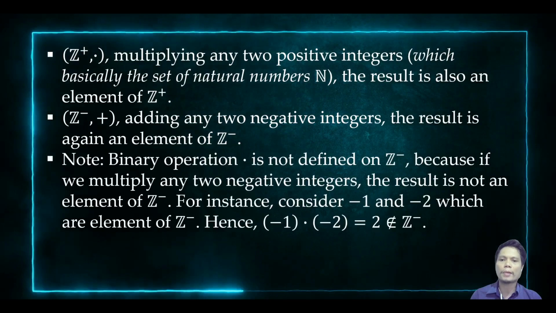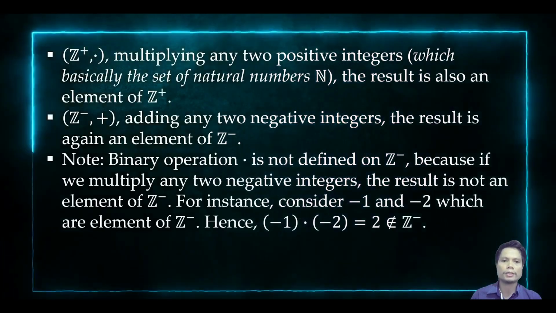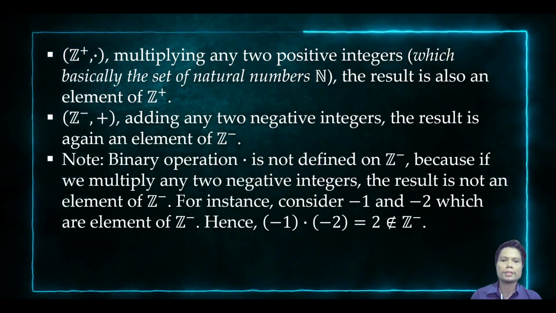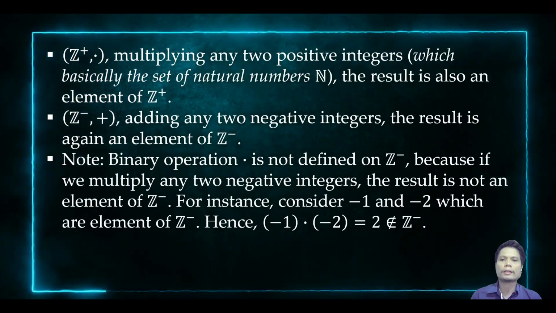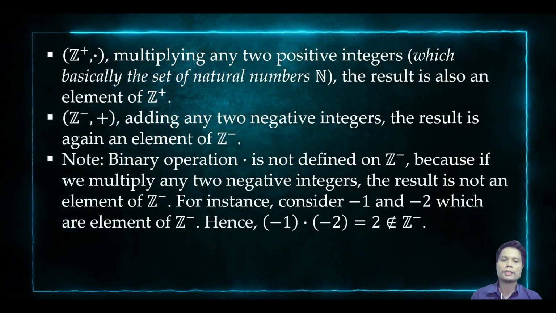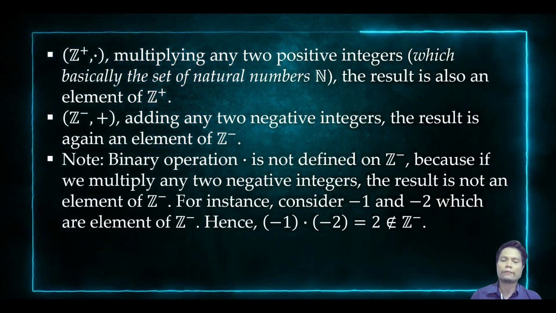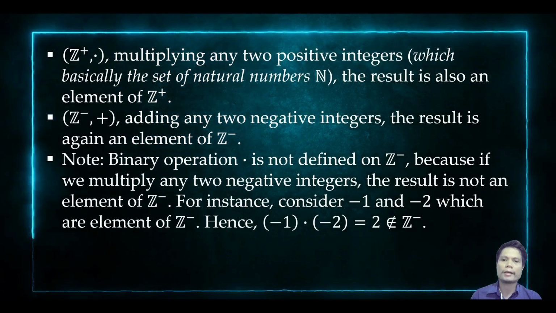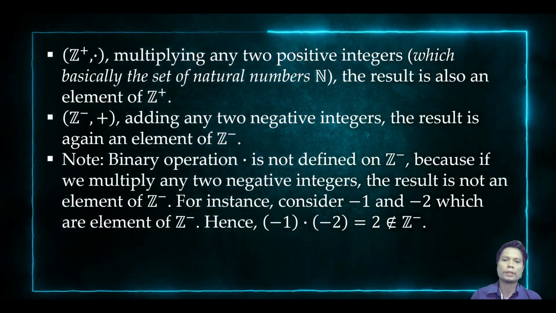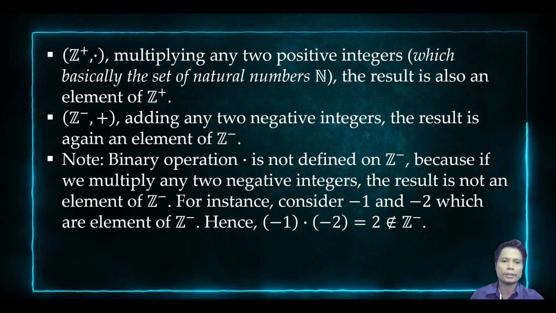Note, the binary operation multiplication is not defined on the set of negative integers because if we multiply any two negative integers, the result is not an element of negative integers. For instance, consider -1 and -2, which are elements of negative integers. Hence, -1 times -2 is equal to 2, which is not an element of negative integers.